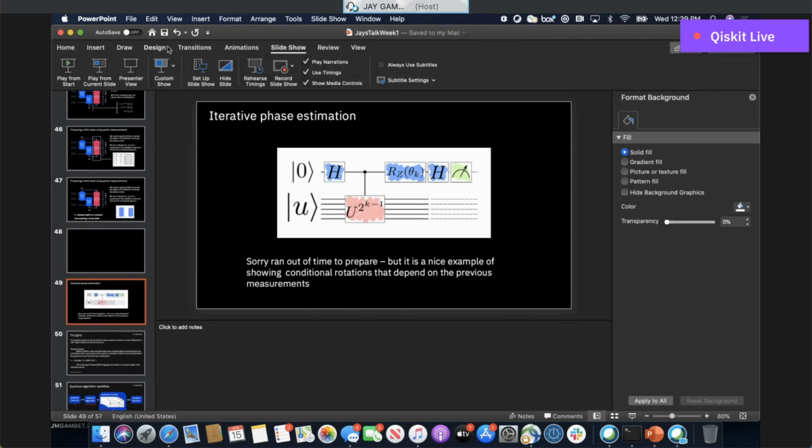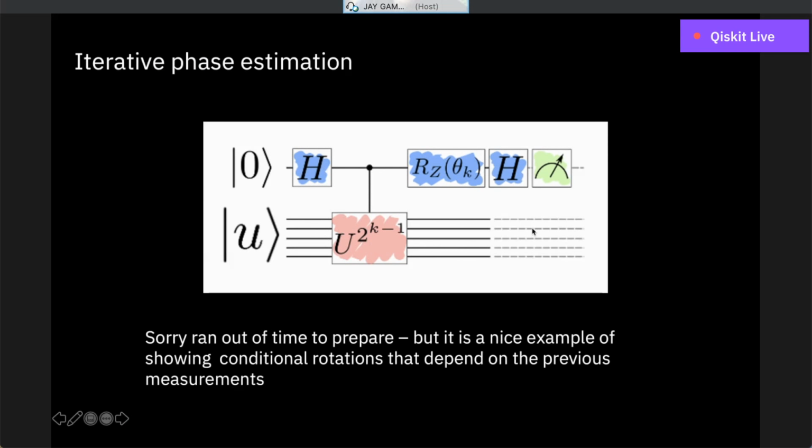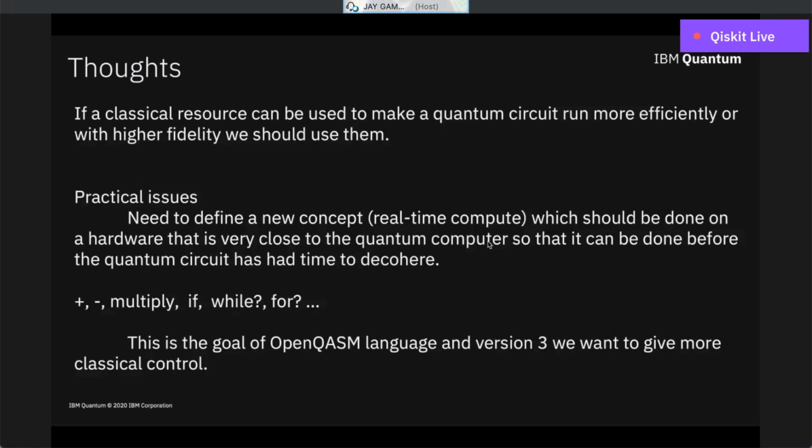And I didn't have time to give another example, but one that I would recommend is iterative phase estimation. This is a nice example that shows that you have a problem where you want to estimate the phase of a unitary, and you know the eigenvector that you put in. And by doing the measurements, you can condition future operations to give you a faster way of extracting the phase from a quantum circuit. So I think what this points out is, if you can use a classical resource to make something more efficient with higher fidelity, we should use it.